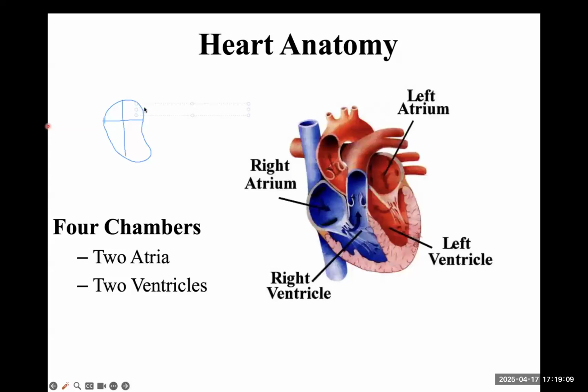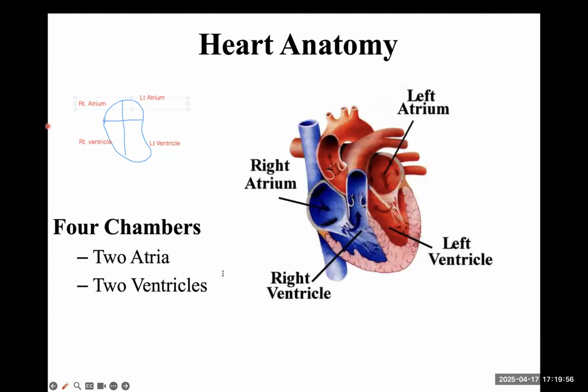This is your left atrium, and this is the left ventricle, and this is the right ventricle, and then on top you have your right atrium. Those are the four chambers of the heart. Atria is plural and atrium is singular. When you combine them together, they become plural, and we call them atria.